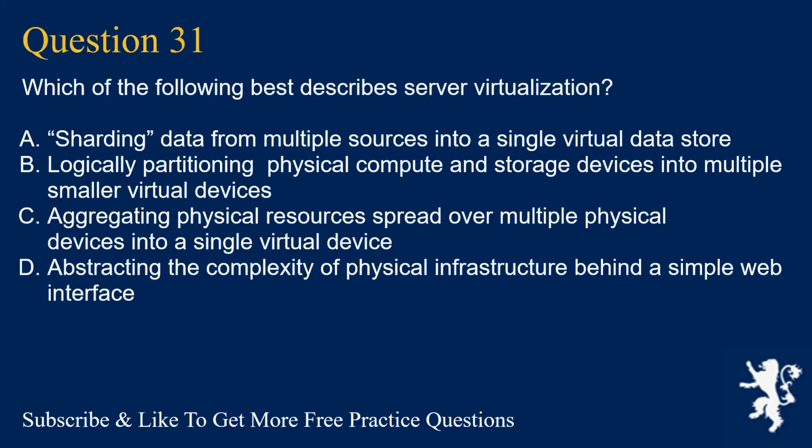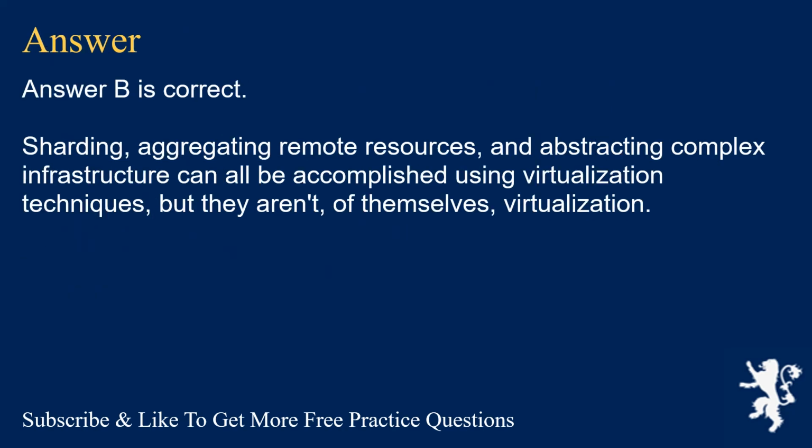Question 31. Which of the following best describes server virtualization? A. Sharding data from multiple sources into a single virtual data store. B. Logically partitioning physical compute and storage devices into multiple smaller virtual devices. C. Aggregating physical resources spread over multiple physical devices into a single virtual device. D. Abstracting the complexity of physical infrastructure behind a simple web interface. Answer B is correct. Sharding, aggregating remote resources, and abstracting complex infrastructure can all be accomplished using virtualization techniques, but they aren't, of themselves, virtualization.